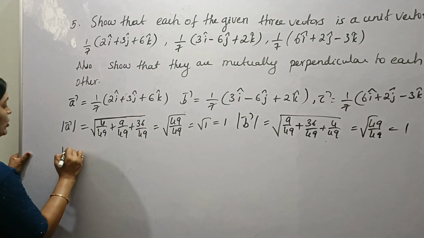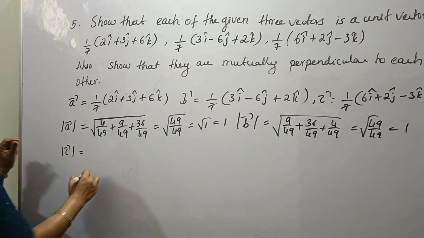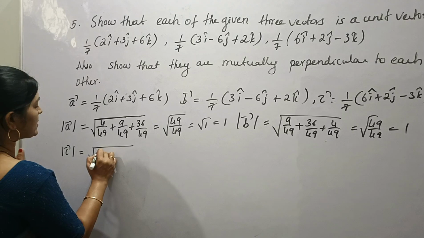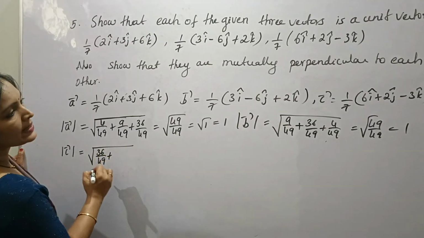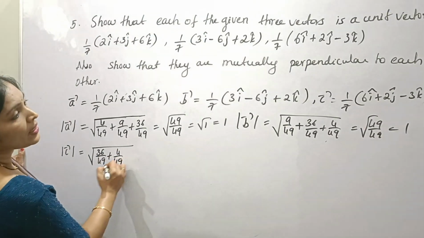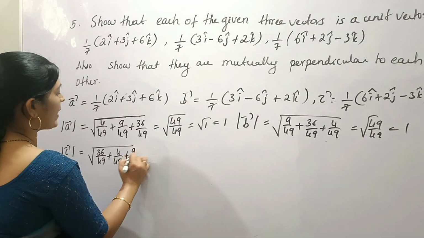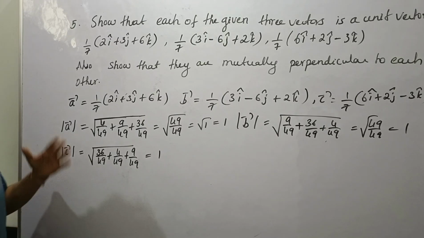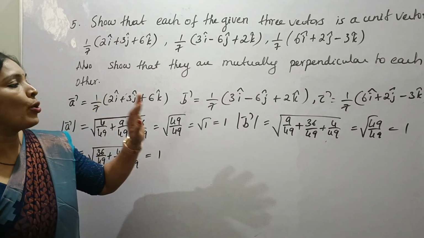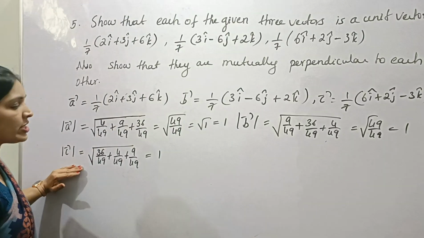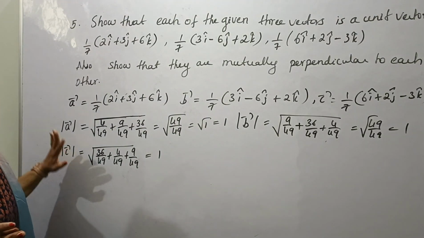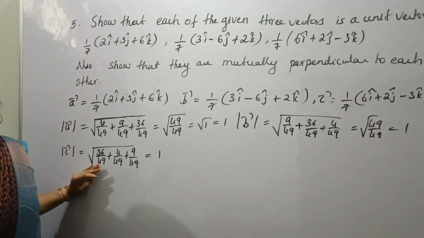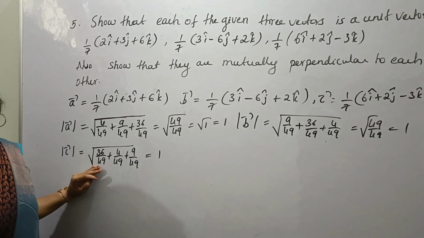Okay, next the modulus of vector C. That is equal to the square root of (6/7)² is 36/49, plus 4/49, plus (3/7)² is 9/49. It's also 1. Now, here we have the modulus of vector A equal to 1, the modulus of vector B equal to 1, and the modulus of vector C equal to 1. That means vector A, vector B and vector C are unit vectors because their magnitudes are 1.